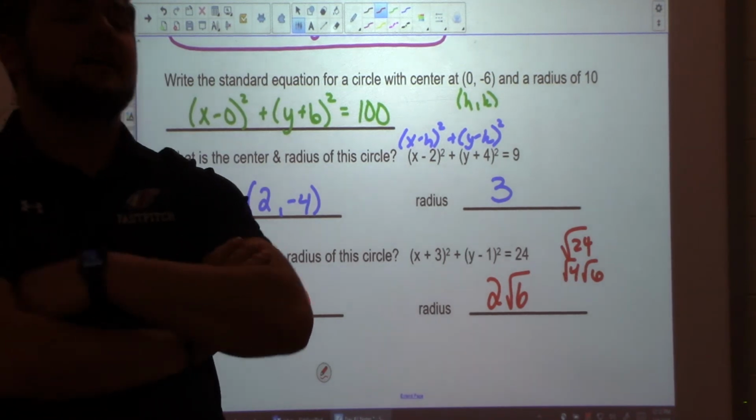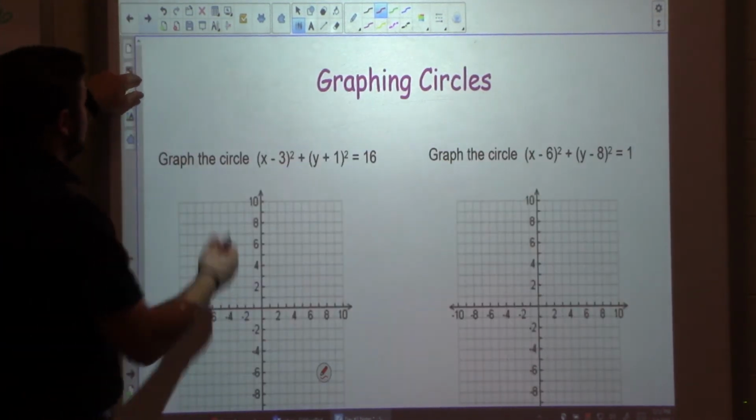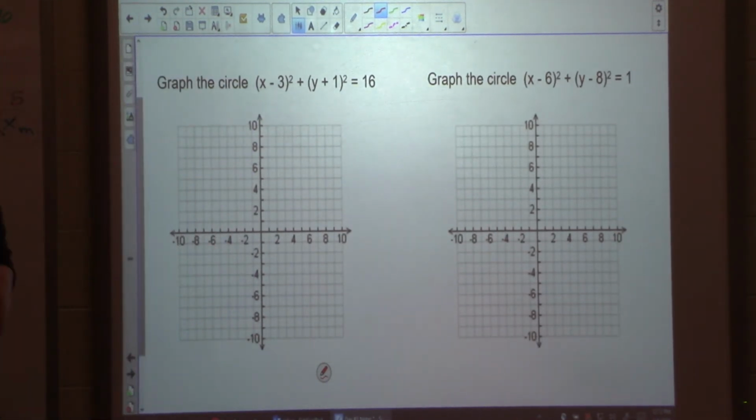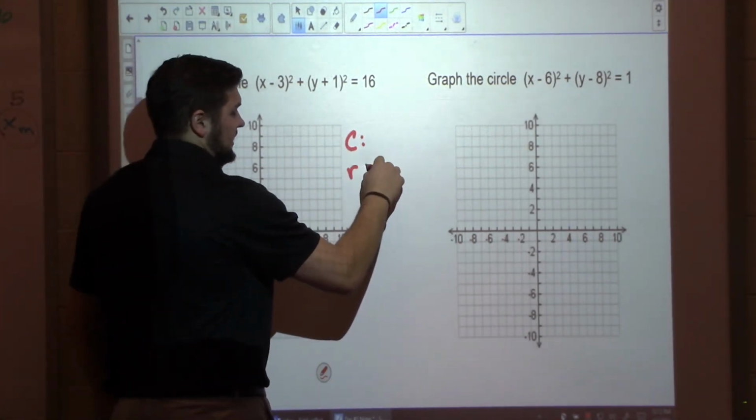Okay. Any questions? Alright, then, let's quickly talk about graphing. Same sort of thing. x minus 3 squared plus y plus 1 squared equals 16. Look for two things. We're looking for a center and a radius.